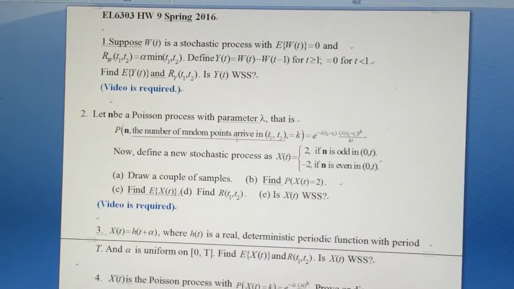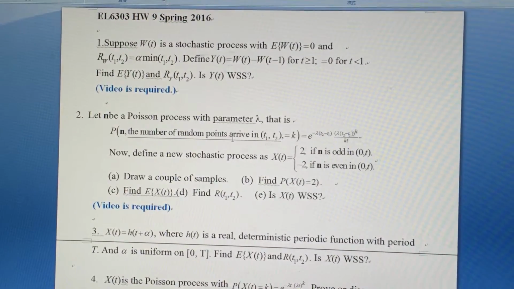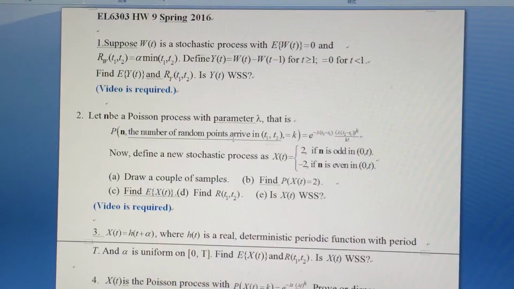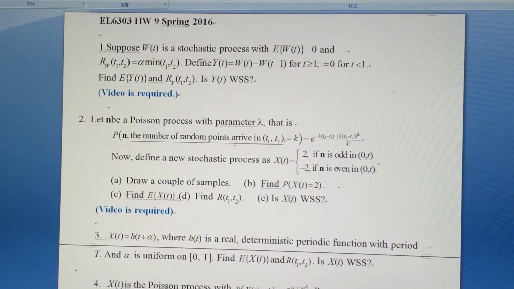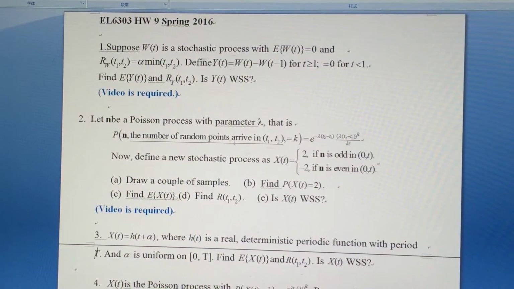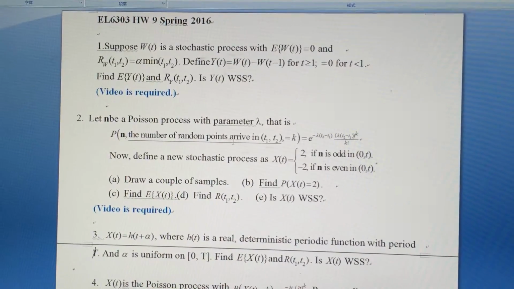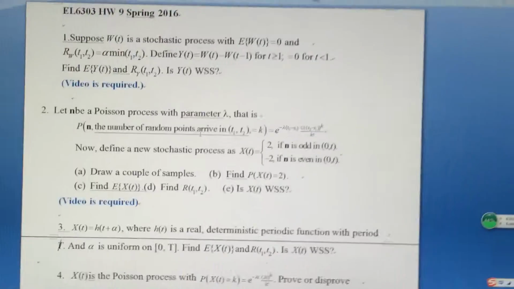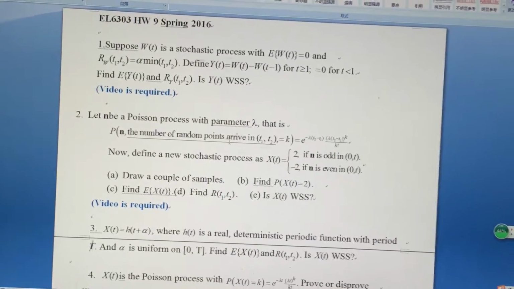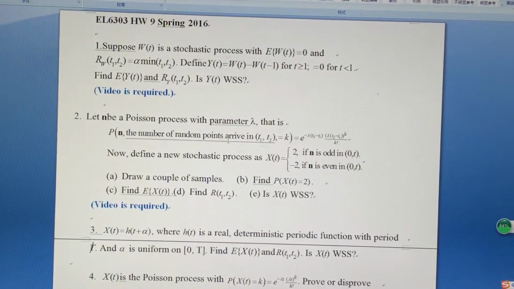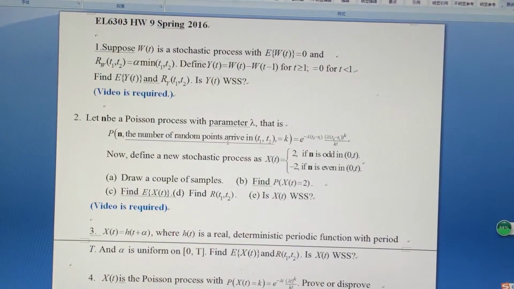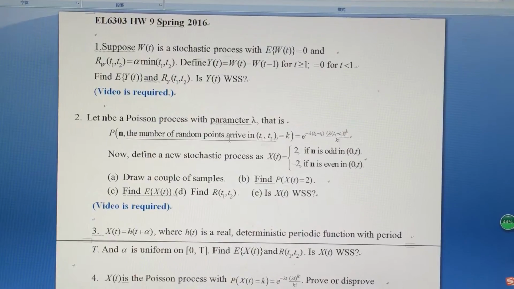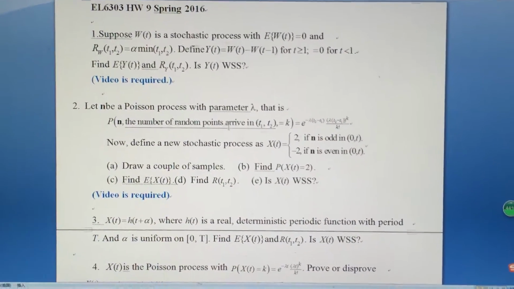Here's homework 9, question 1. We define Y(t) equal to W(t) minus 1 for t larger or equal to 1, Y(t) equal to 0 for t smaller than 1, and we need to find E of Y(t) and R_Y(t1, t2), and also find out if Y(t) is WSS.